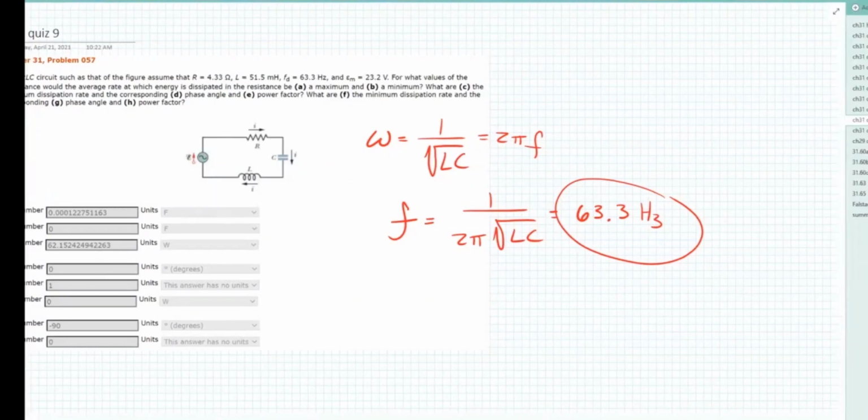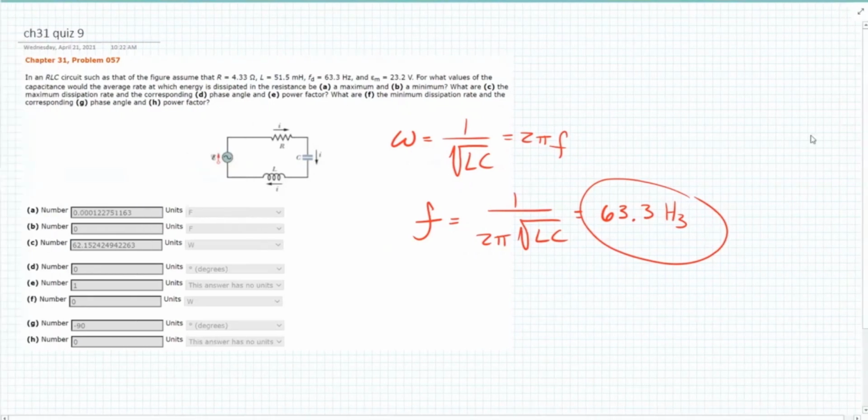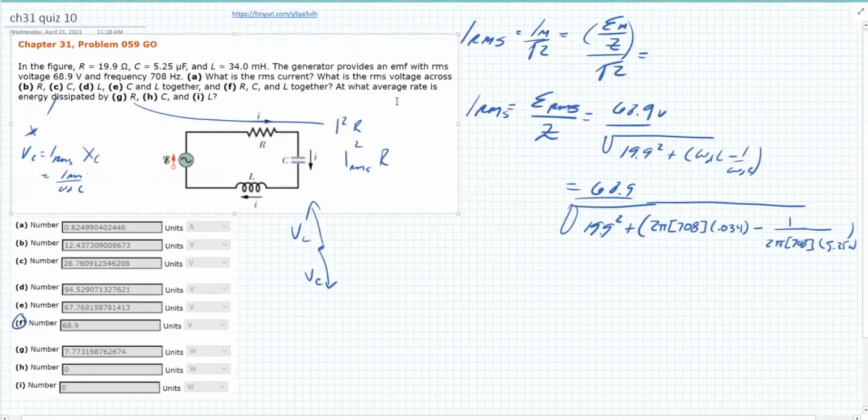Okay. All right. Let's do chapter 31, quiz 10. You're getting a wattage output. I'm getting a voltage output. That's here. So let's go to, we need voltages and power.